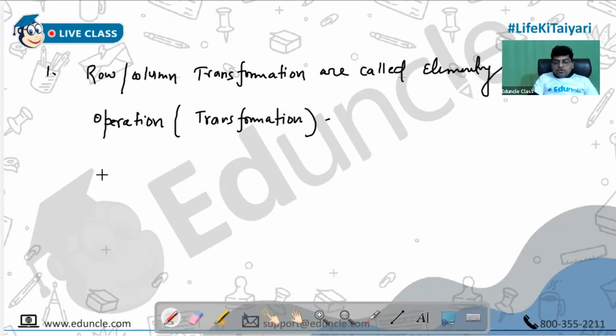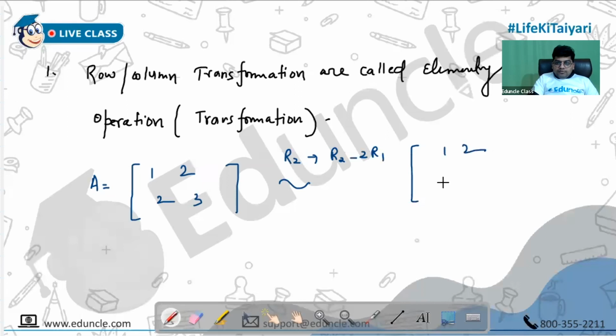Okay. So whenever you have some problem, like we have one problem 1, 2, 2, 3. If I convert into this matrix like R2, we are going R2 minus twice R1. So what I will get? I will get 1, 2, 0, minus 1. Yes or no?